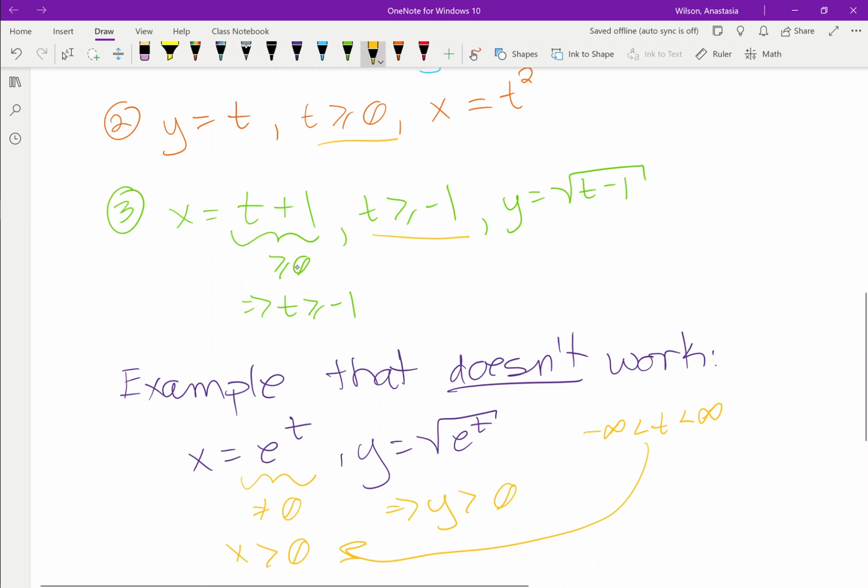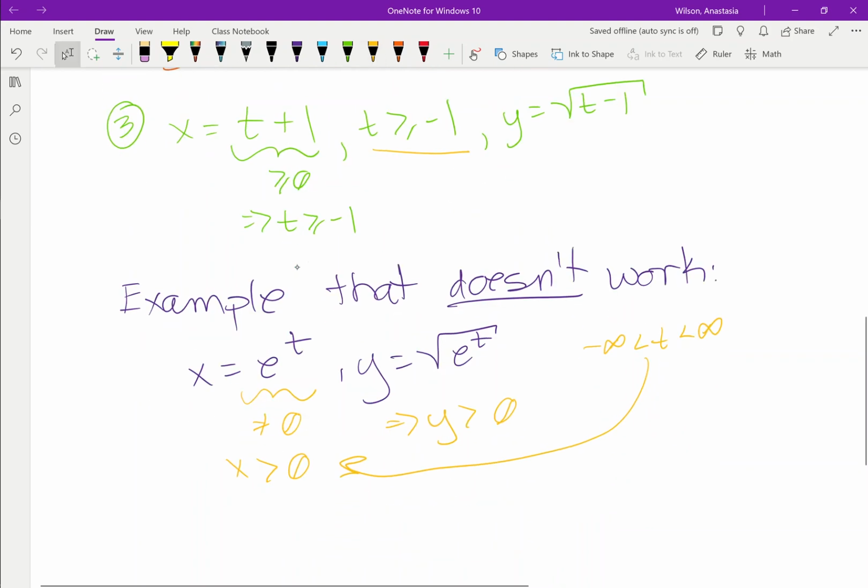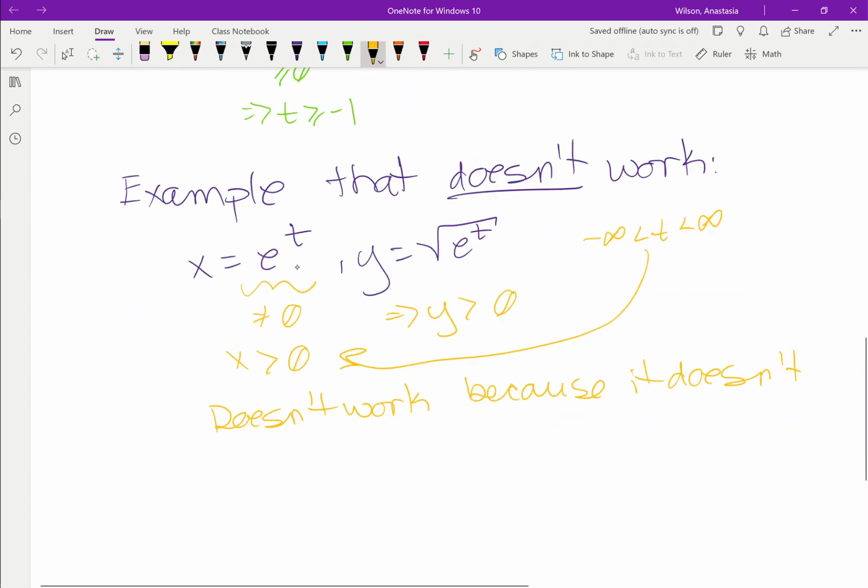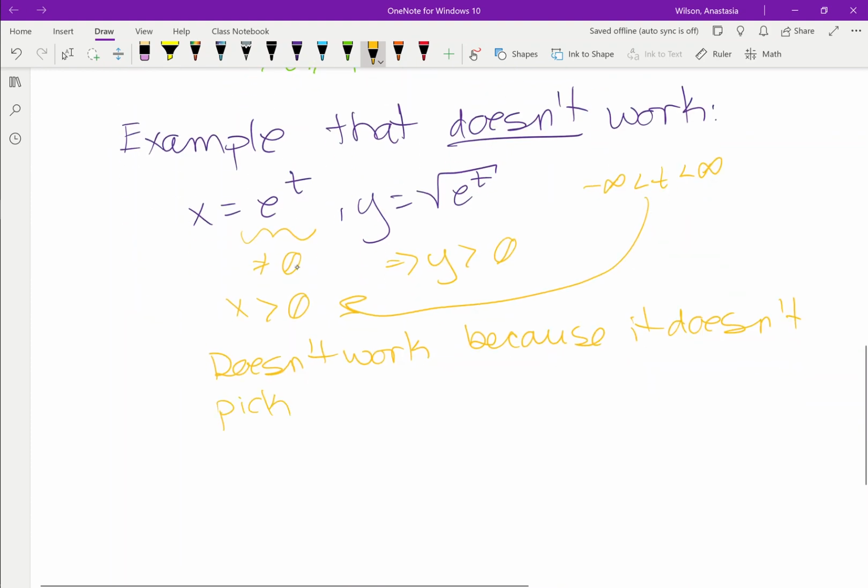So this parameterization doesn't work because it doesn't pick up the point 0, 0 on the curve. So when you find a parameterization, you need to make sure that you get all of the curve that is being described, but nothing more than that, okay?